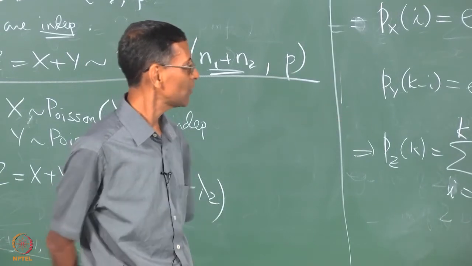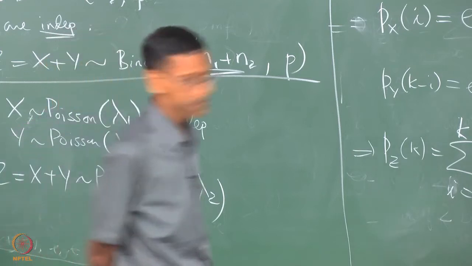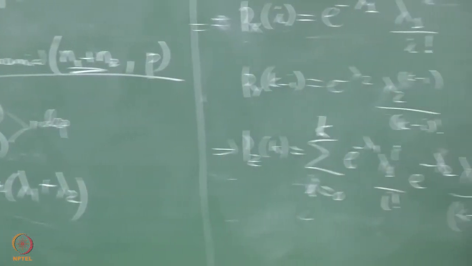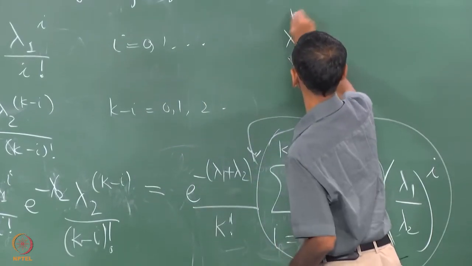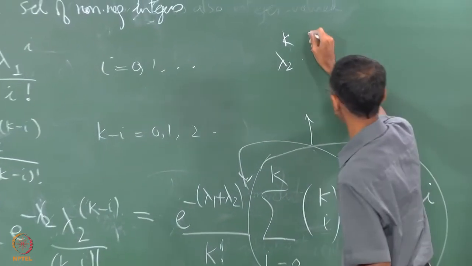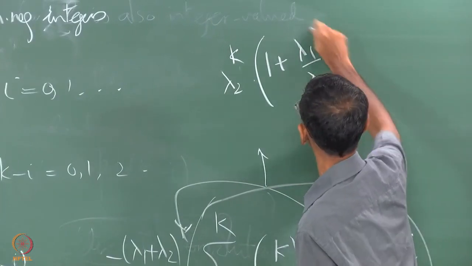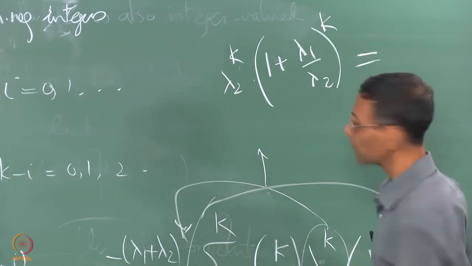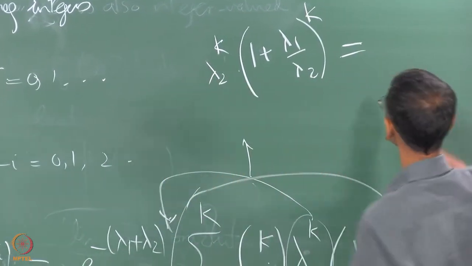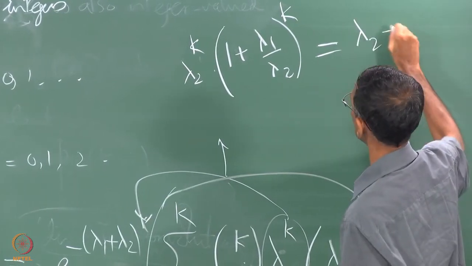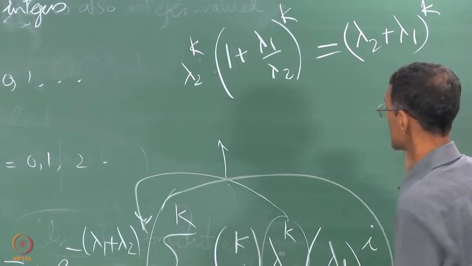So if you manipulate all that, what do you get? This whole thing becomes lambda 2 to the power of k multiplied by 1 plus lambda 1 divided by lambda 2, to the power of k. What is this equal to? Exactly. This becomes nothing but lambda 2 plus lambda 1 whole power k, which is exactly what we want.